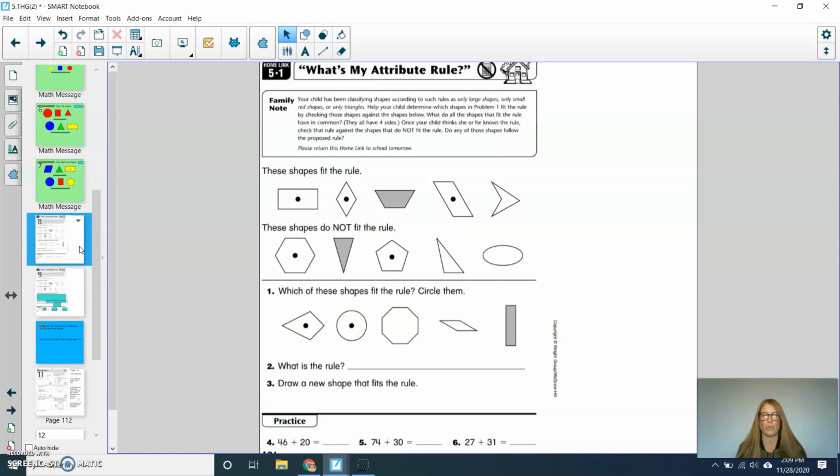What's my attribute rule? So looking at this page, let's talk about the first three problems, and then we'll talk about the bottom half next. So it says these shapes fit the rule. These shapes do not fit the rule. So I want you to think about what the rule is. And then once you know what the rule is, which of these shapes fit the rule that you figured out up top? Circle them, tell me what the rule is, and then add a new shape to fit that rule. So press pause to solve the top part of the page, and then press play when you're ready to check your answer.